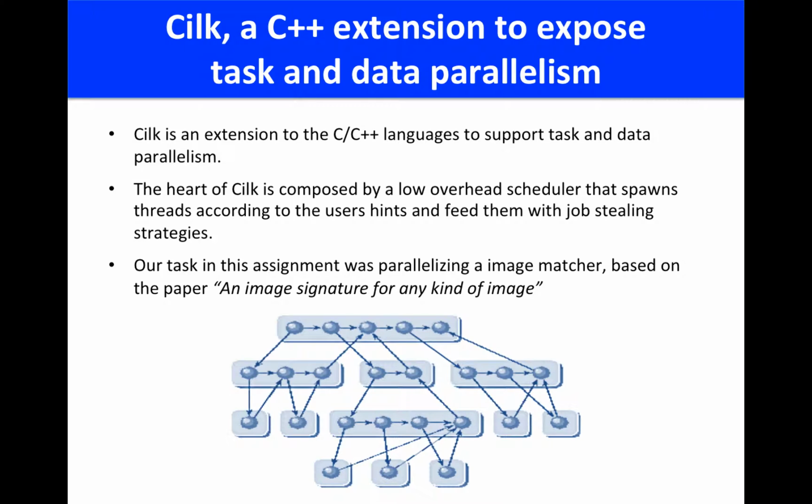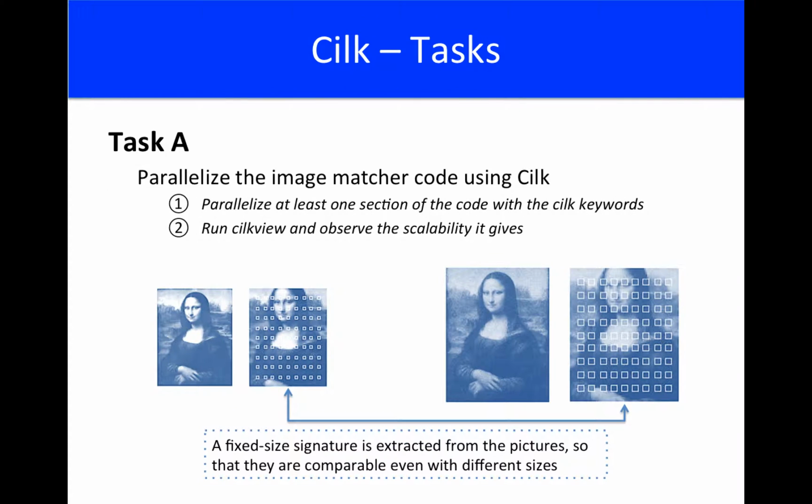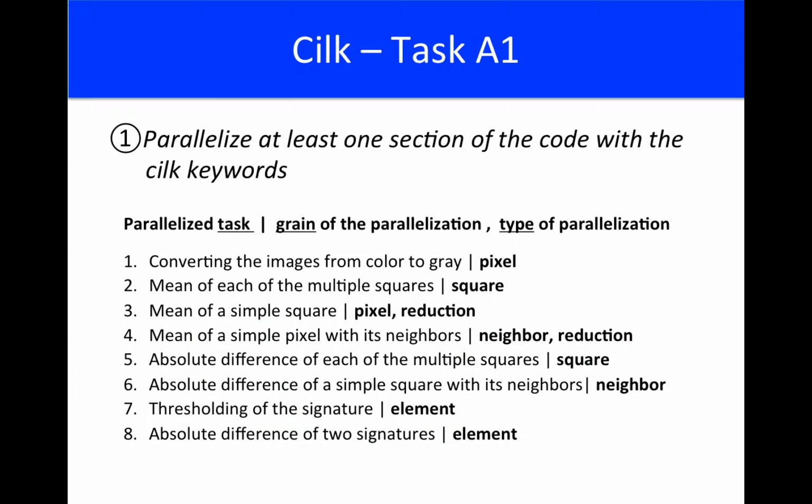Our task was to parallelize an image matcher based on the paper, an image signature for any kind of image. The algorithm presented in this paper is able to match pictures of any size, and this is represented by the figure at the bottom of this slide. With regard to the assignment, we had to parallelize at least one section and then run Cilkview to check whether the scalability was good or not. Because this assignment is from our university, we were good students and we didn't parallelize just one section, but 8.